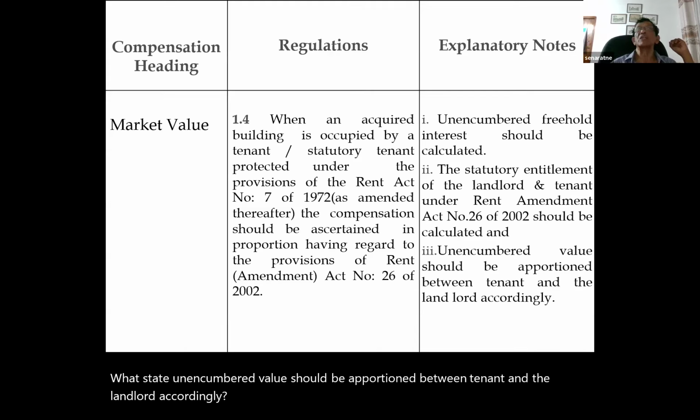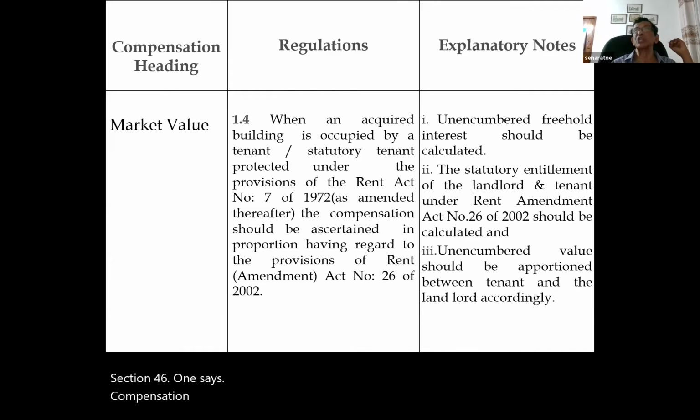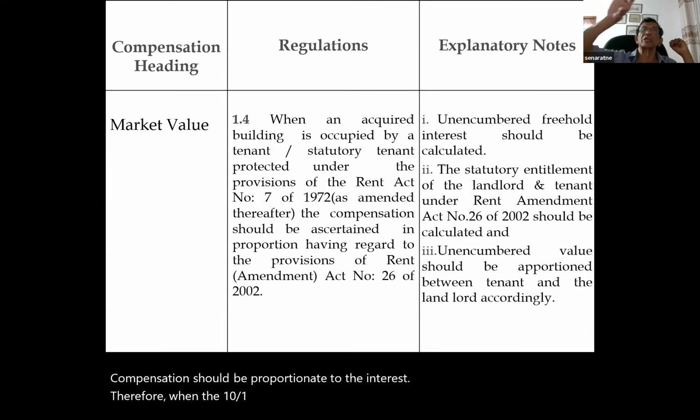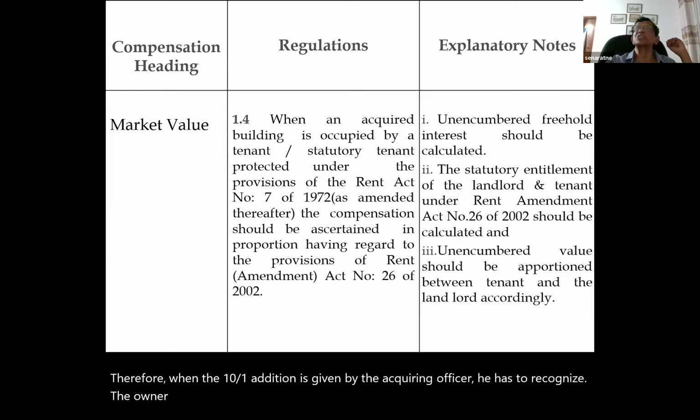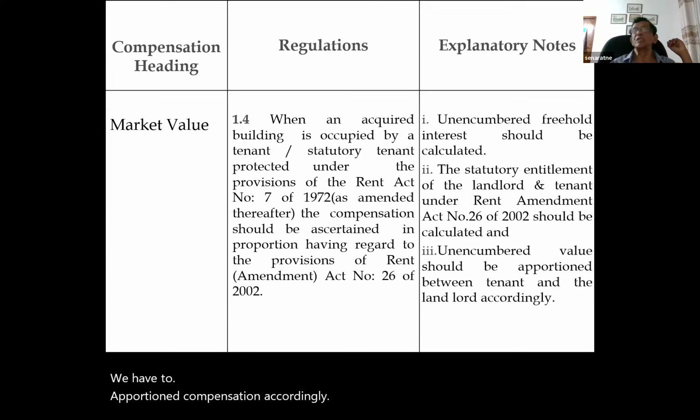Section 46(1) says compensation should be proportionate to the interest. Therefore, when the 10-1 notice is given by the acquiring officer, he has to recognize the owner and the protected tenant as parties entitled for compensation. Then we have to apportion the compensation accordingly. This procedure will be discussed in time to come.